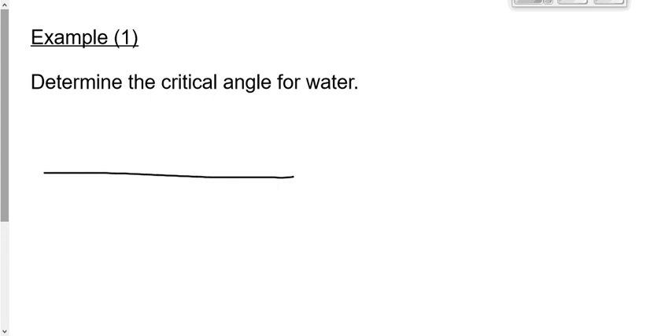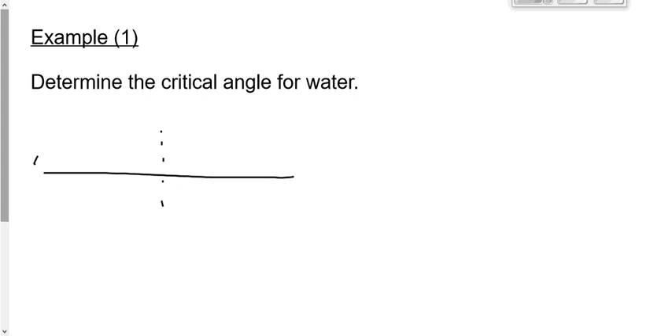If we want to find the critical angle between air and water, then which way does the light have to be going? From air to water or water to air? Which way is the light going? Air to water or water to air? Water to air. Who said that? Yeah, water to air.